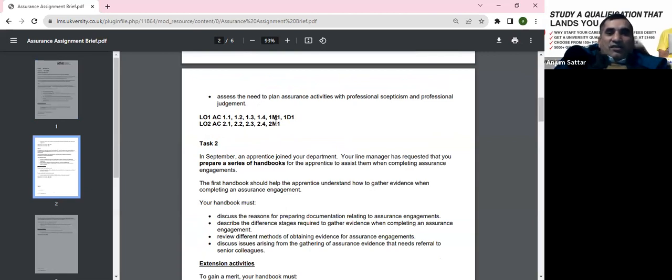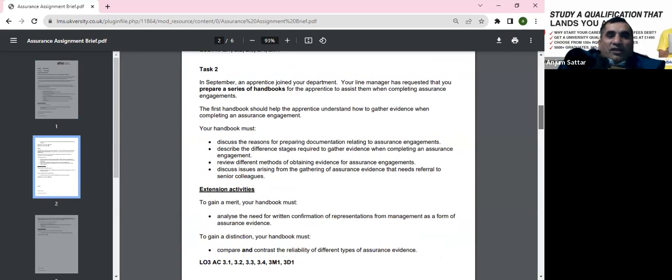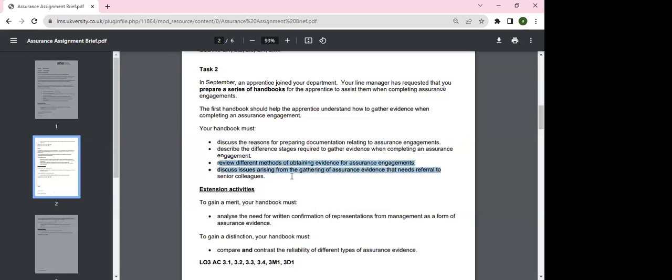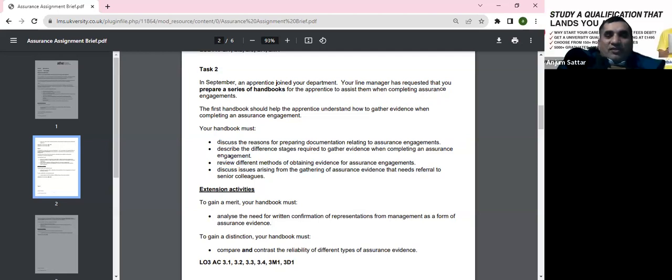So you will see here this task is heavily based on lesson one and two. So lesson one and two slides can be considered and we can find the key terminology. Second, your task is to prepare a series of handbooks to assist you in completing an assurance engagement, and discuss the reasons why the documentation relating to an assurance engagement is important, and describe the different stages of gathering evidence. We need complete evidence, and different evidence can be used in an assurance engagement, and discuss raising and gathering assurance evidence.